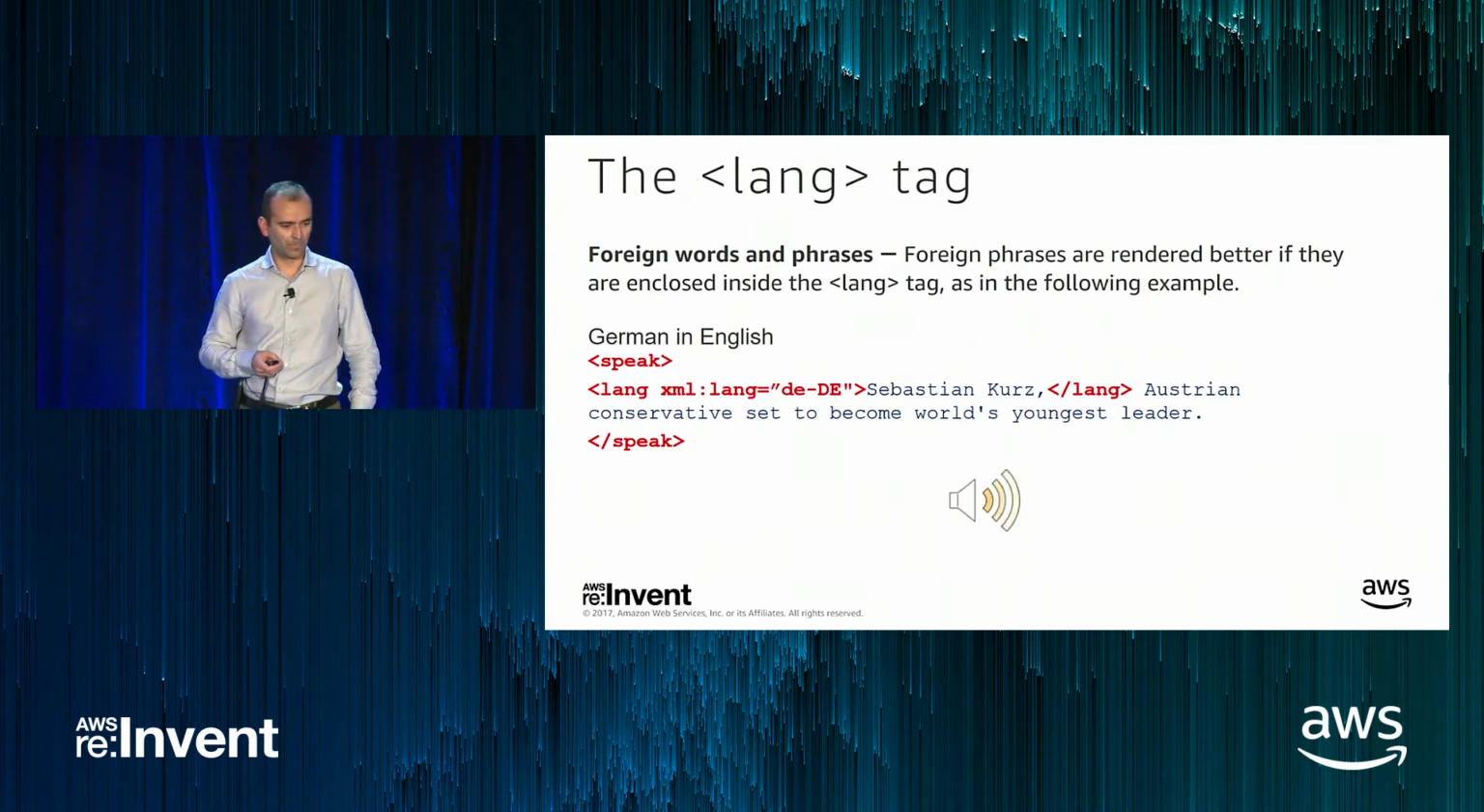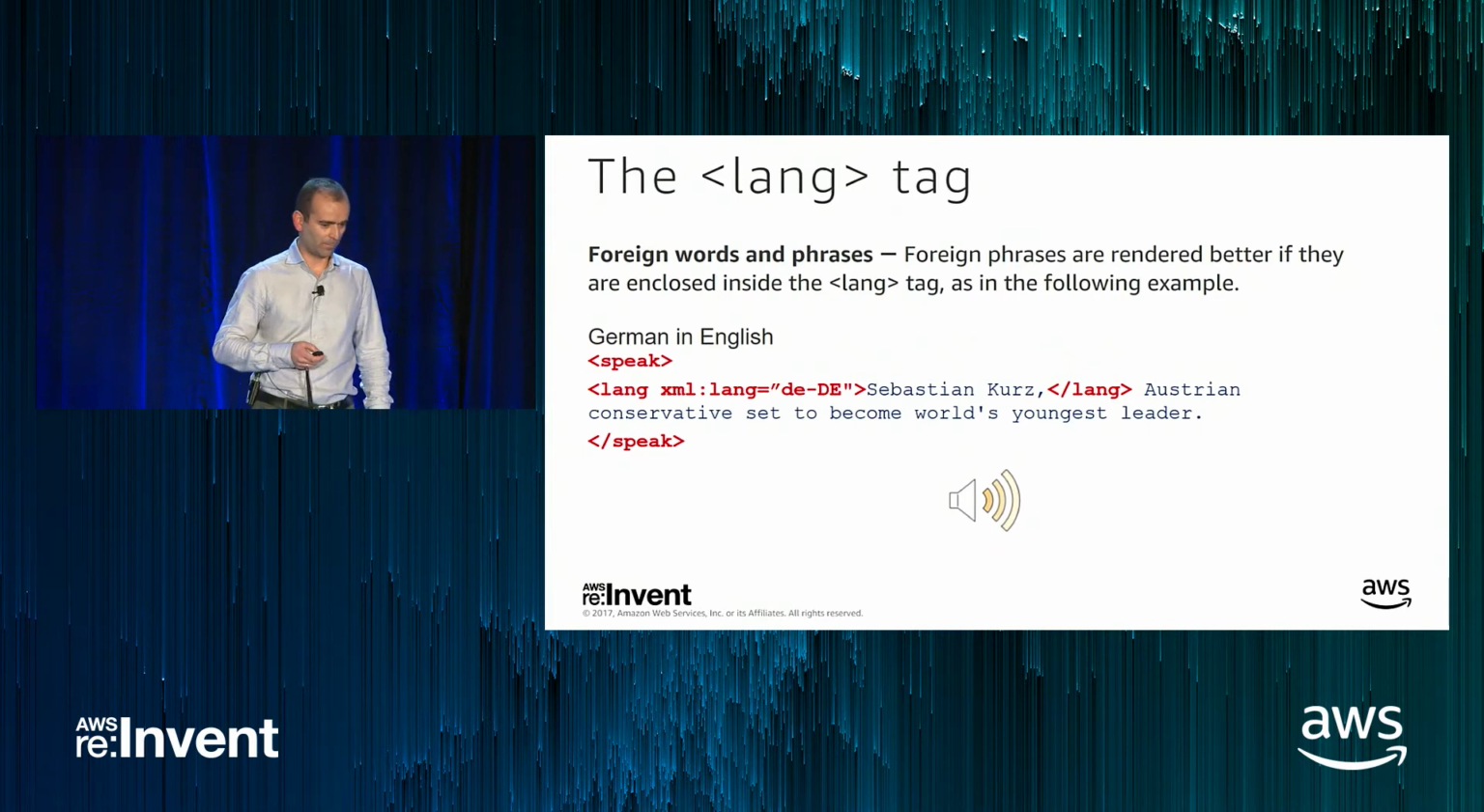Sebastian Kurz, Austrian conservative set to become world's youngest leader.